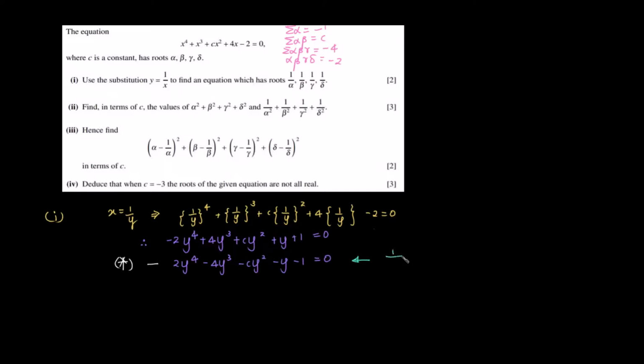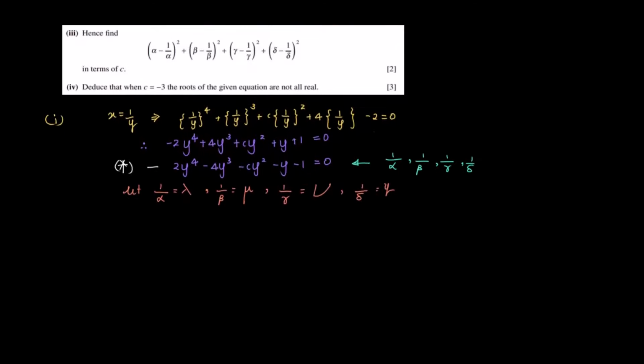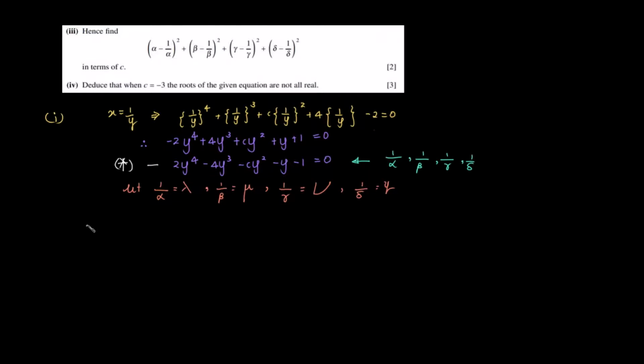So this quartic equation has roots 1 over alpha, 1 over beta, 1 over gamma, and 1 over delta. To make things easy, you let 1 over alpha equal lambda, and 1 over beta equal mu, and so on. So it's easy to manipulate later on. So now you know that equation star has roots lambda, mu, and so forth.